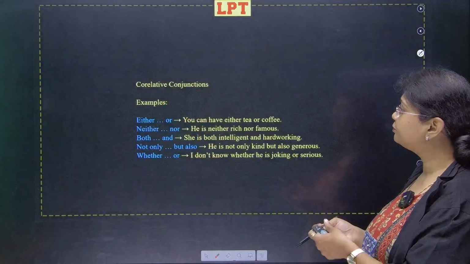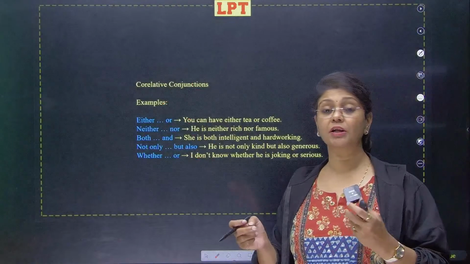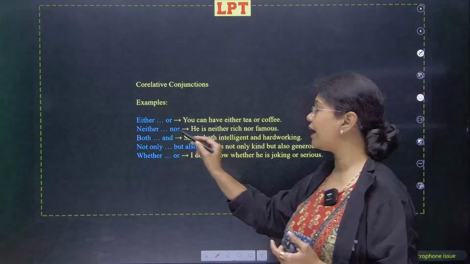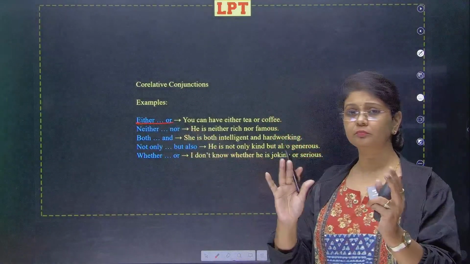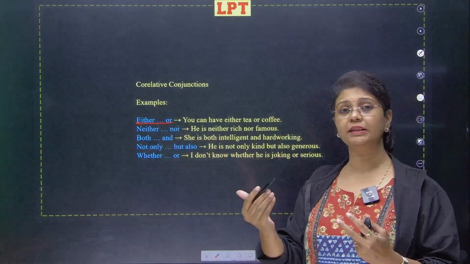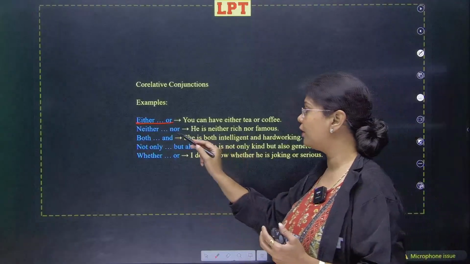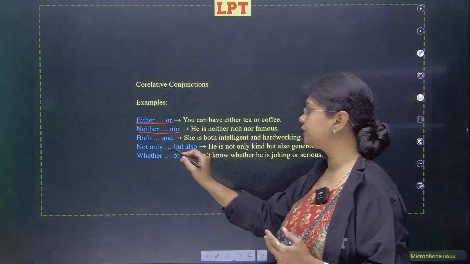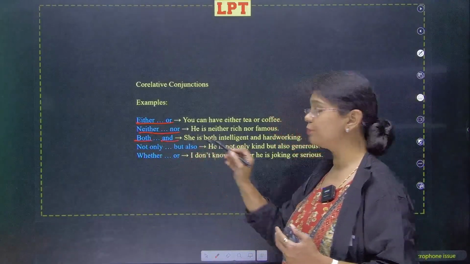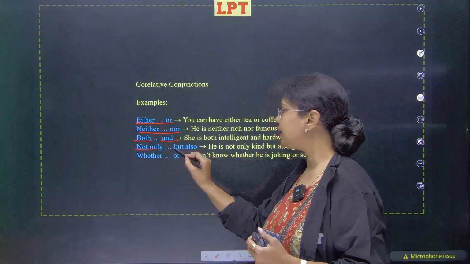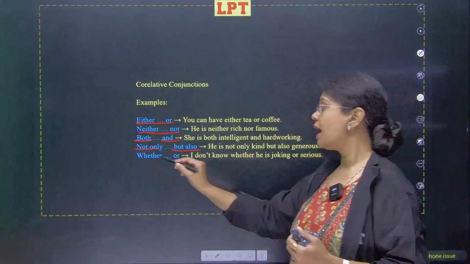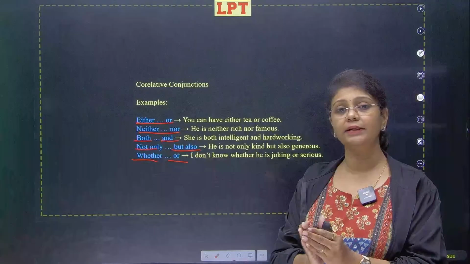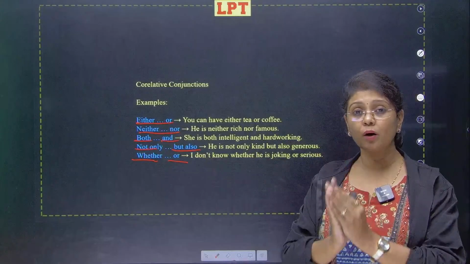Let's move further. Correlative conjunctions are used in pairs, and I'm sure you already know much of these. So you have either or used in a sentence. So if you have either here, then it should be followed by or. Then you have neither nor, which is again a correlative conjunction. Both is followed by and. Not only is followed by but also, and whether is followed by or. So these are known as correlative conjunctions because they work in pairs.